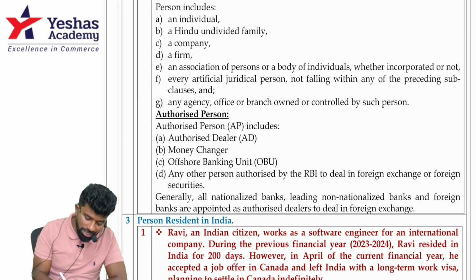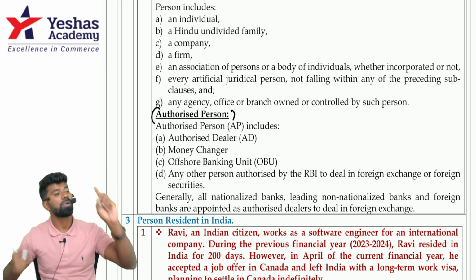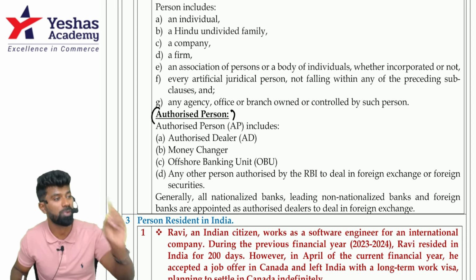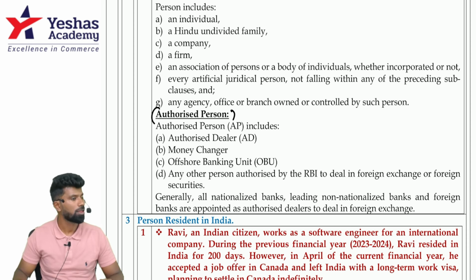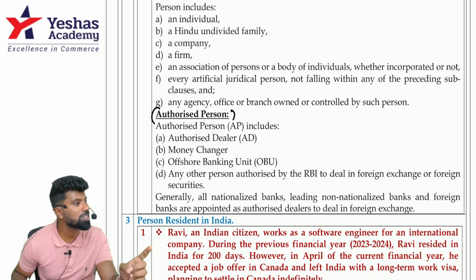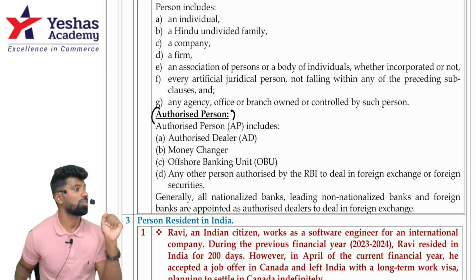Next one is authorized person. Most important definition. Who is an authorized person? See, a person can deal with foreign exchange only through an authorized person. So if you want to deal in foreign exchange, you can only deal with an authorized person. Now, who is an authorized person, sir?